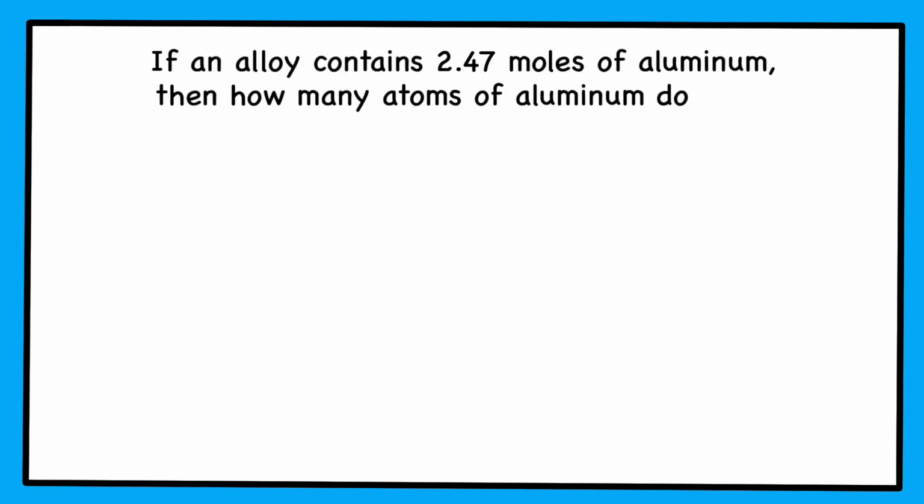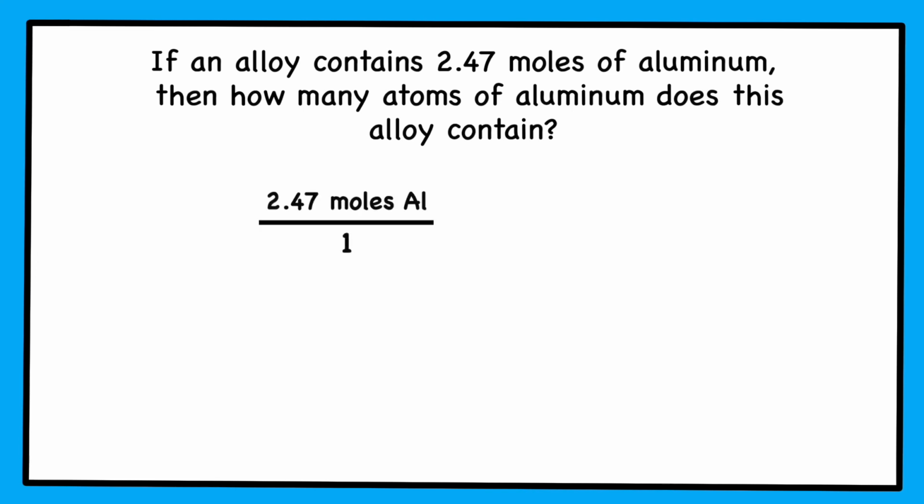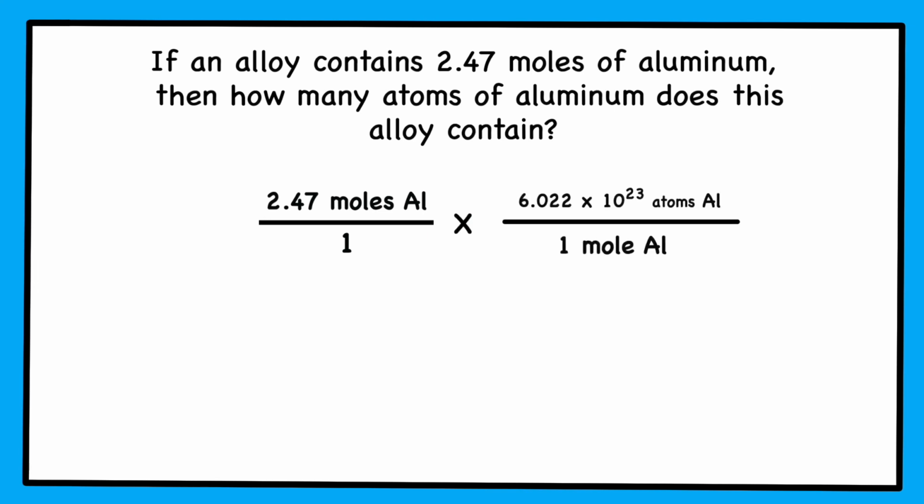Okay, our final question for the day. If an alloy contains 2.47 moles of aluminum, then how many atoms of aluminum does this alloy contain? Okay, same thing as our last one. We're going to take 2.47 moles of aluminum over 1. Then we're going to multiply it by Avogadro's number over 1 mole. So 6.022 times 10 to the 23rd atoms of aluminum over 1 mole of aluminum.